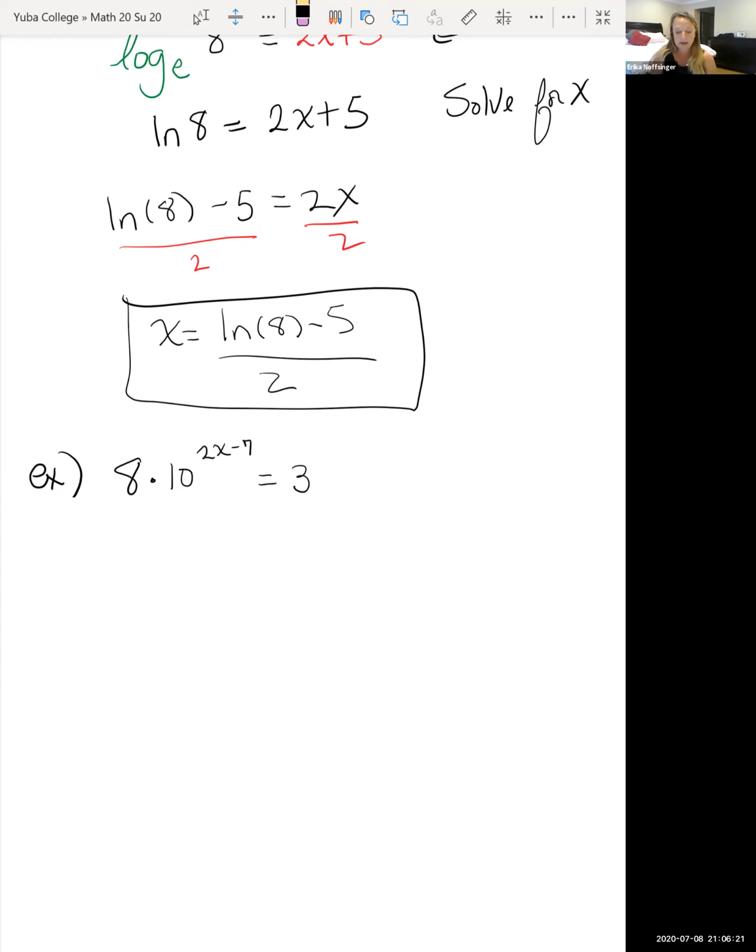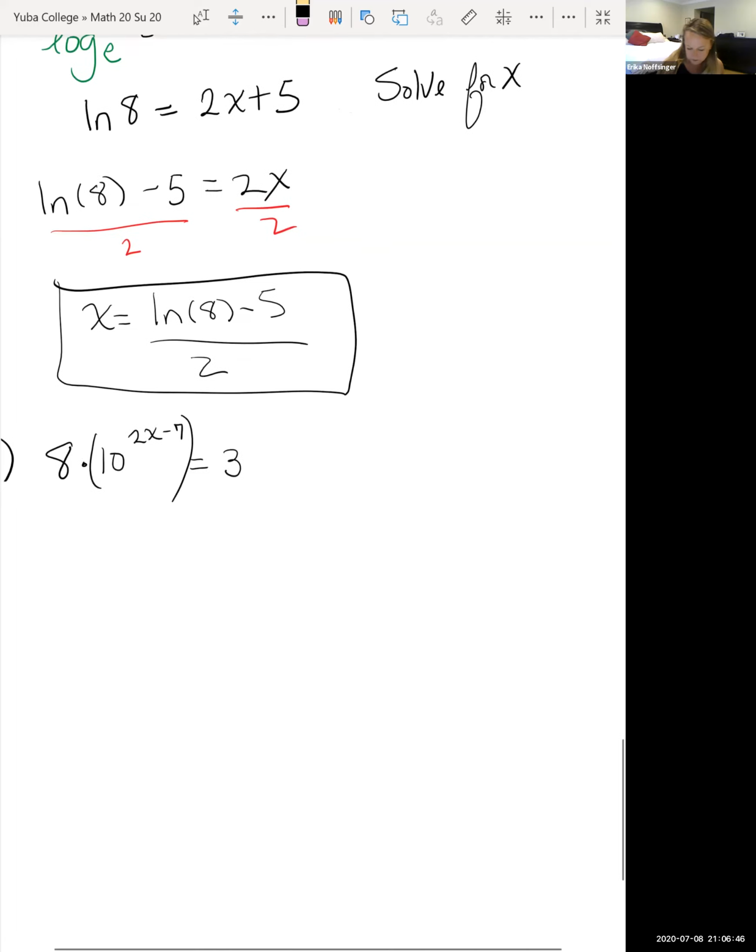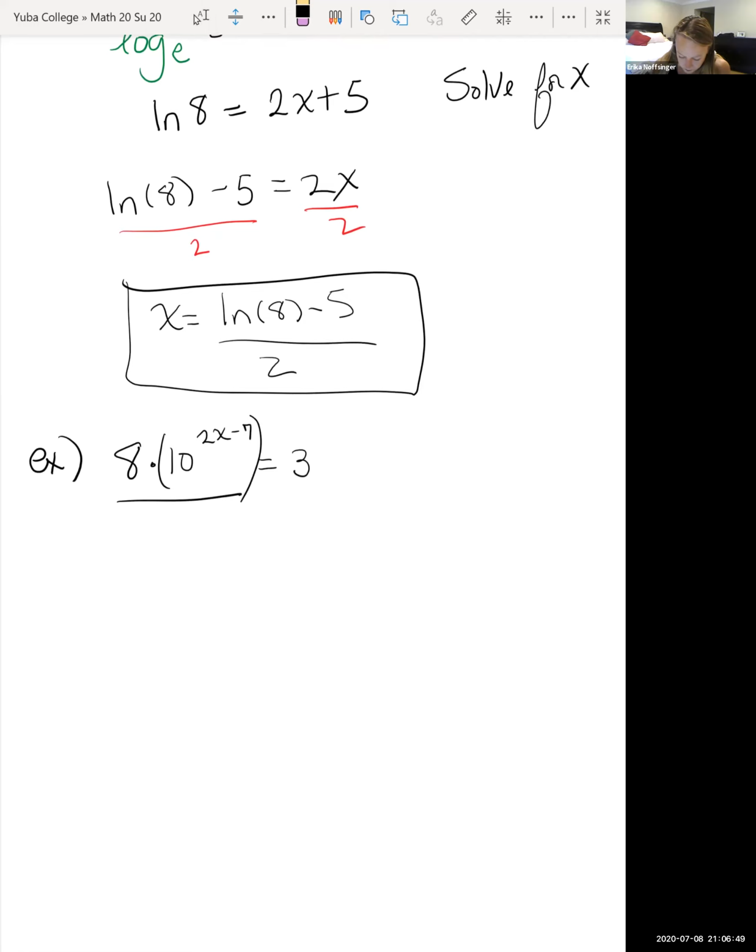So I want to rewrite this in the form of a logarithm, but I can't do that quite yet because this is not quite an exponential form. I have this coefficient of 8 in front of my exponential piece. And so let's get rid of that coefficient and we can divide both sides by 8. So this gives me 10 raised to the 2x minus 7 power is equal to 3/8.